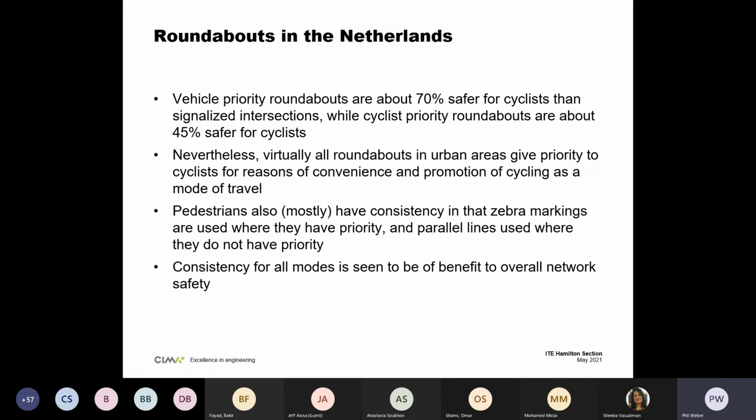So again, vehicle priority roundabouts may be slightly safer for cyclists, although this isn't actually a huge number. Although vehicle priority roundabouts are safe for cyclists, cyclist priority roundabouts are the norm in urban areas. And the reason for that is convenience and promotion of cycling as a mode of travel. Pedestrians are also mostly consistent in that zebra crossings are used where they have priority and parallel lines are used where they do not have priority. And consistency for all modes is seen to be a benefit to overall network safety.